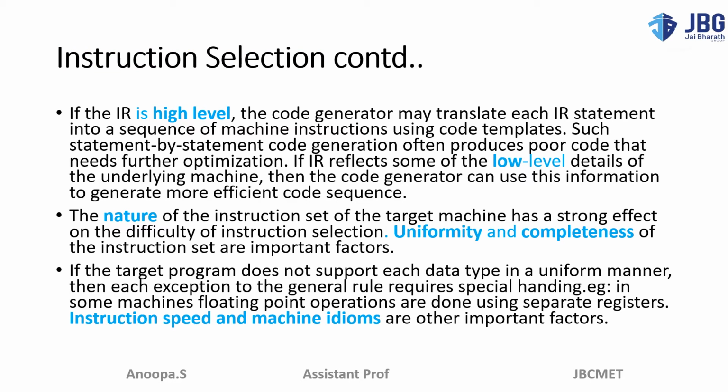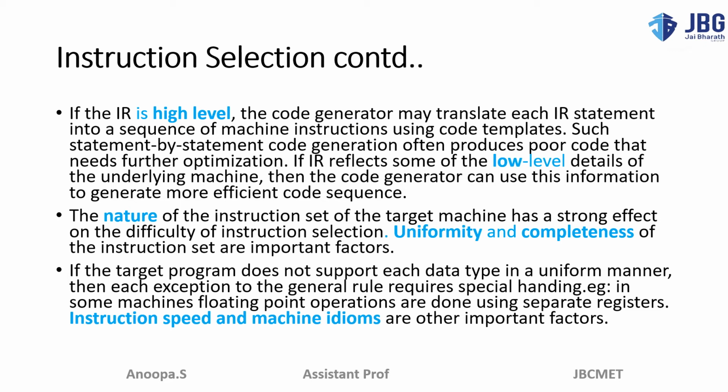So if the intermediate representation is at a higher level, the code generator may translate each intermediate representation statement into a sequence of machine instructions using some code templates. The problem is that we will be translating each and every statement into the required code. Such statement-by-statement code generation will produce poor code that will require further optimization.